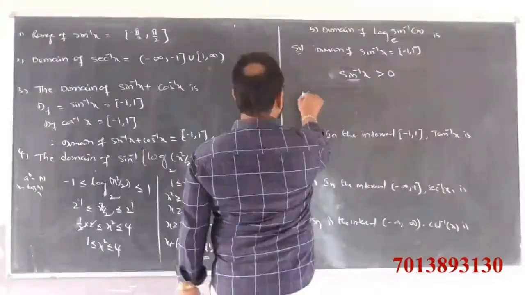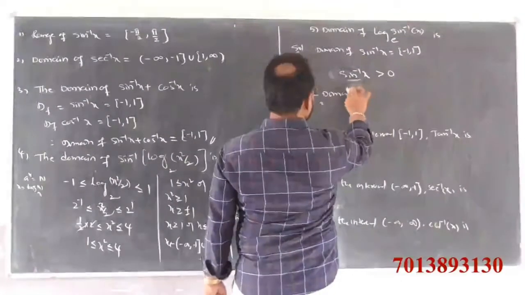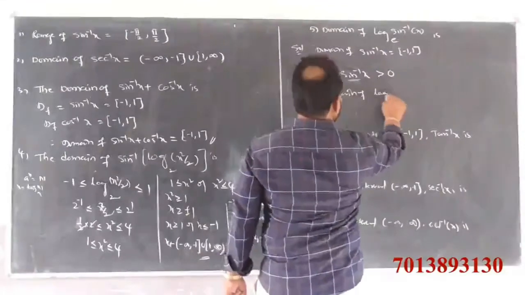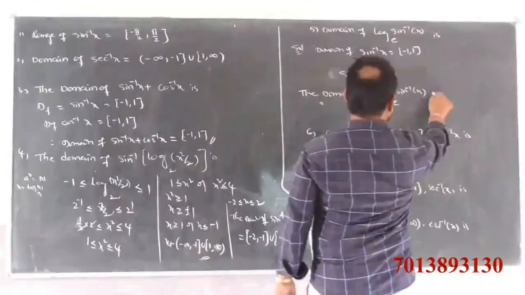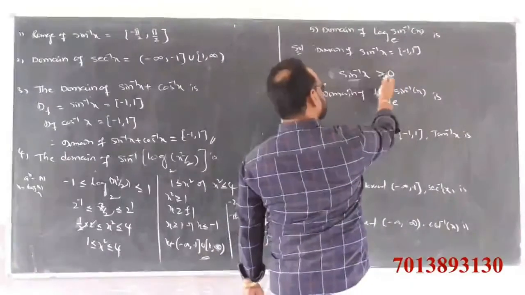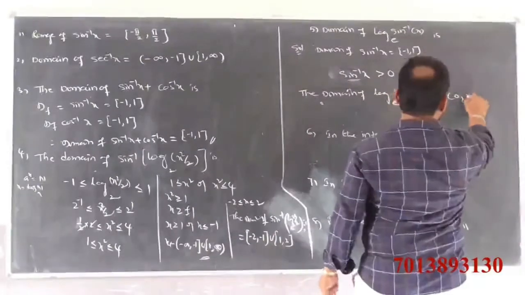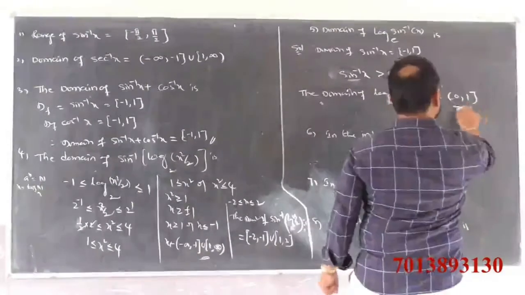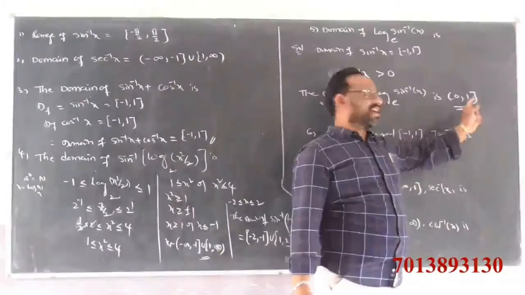So the domain of log sine inverse x to the base e is clearly where sine inverse x is greater than 0. That means we get the domain 0 to 1. This is the interval left open at 0, right closed at 1.